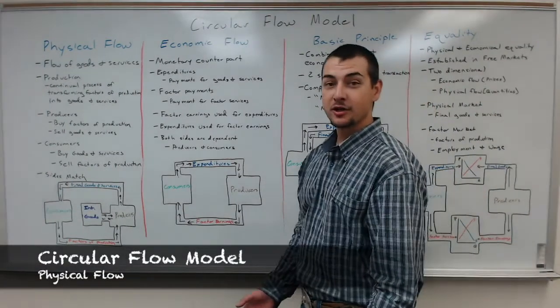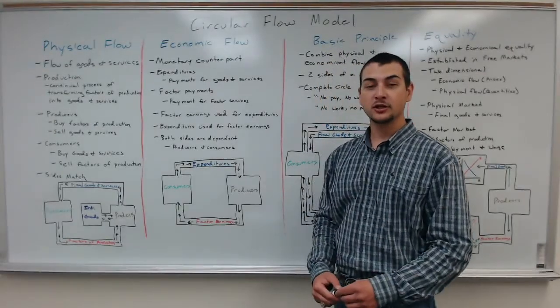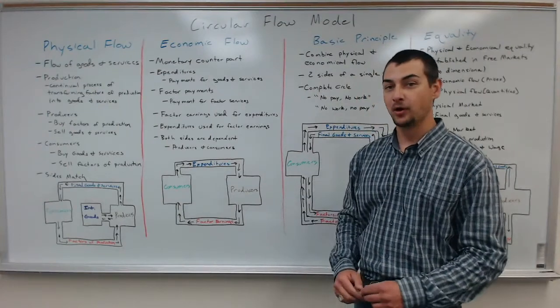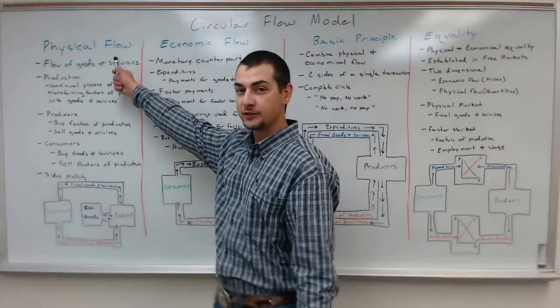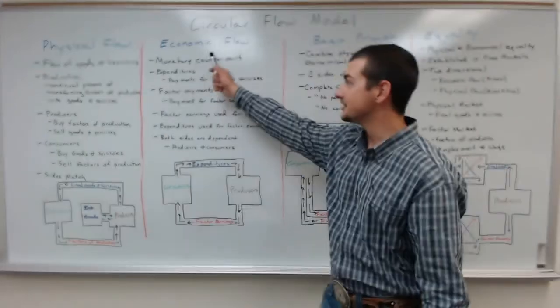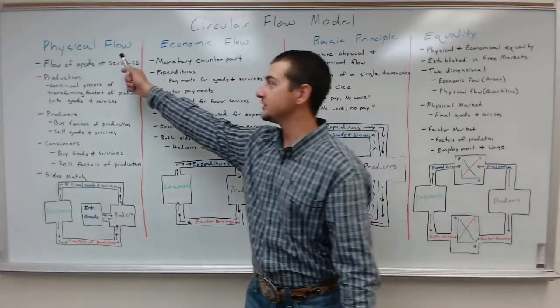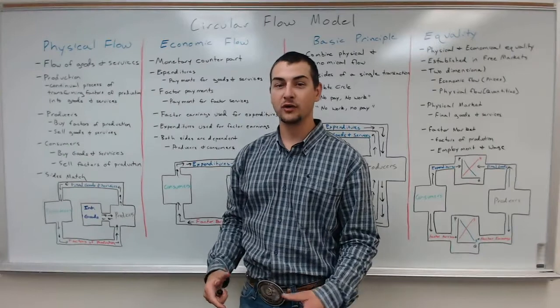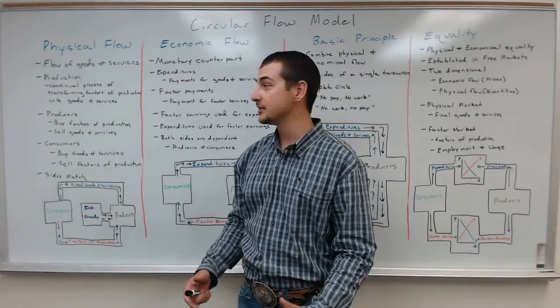In this video, we're going to talk about the circular flow model. The circular flow model consists of two main parts, the first of which being the physical flow, and the second one is the economic flow. What is a physical flow? The physical flow is the flow of goods and services.